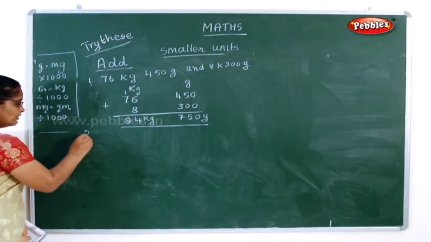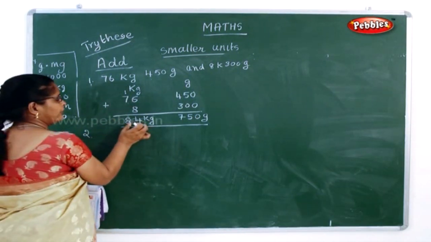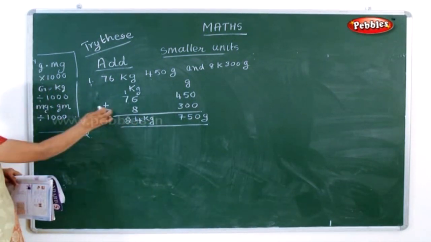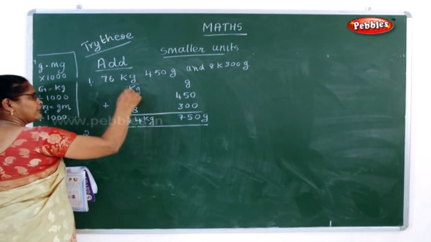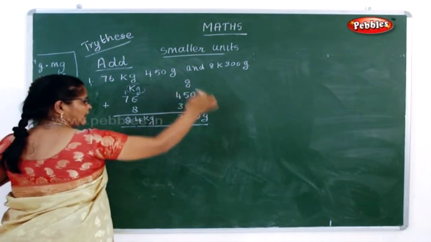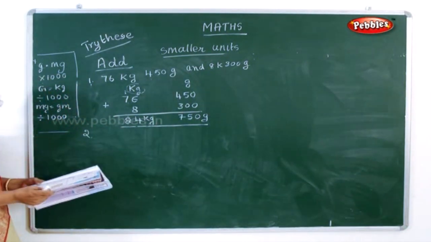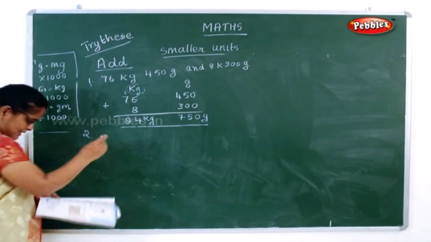Is it clear now? After just deriving the addition, whatever the value you get, immediately what you have written on the top should be written here. Gram should be written here. Right. Now next one.